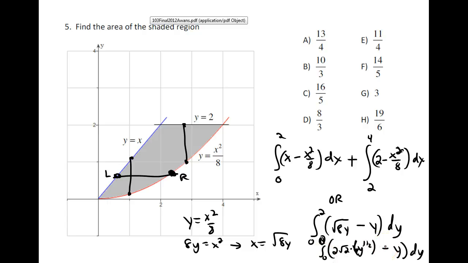That was fall 2010, spring 2012. Long midterm 1, number 6.